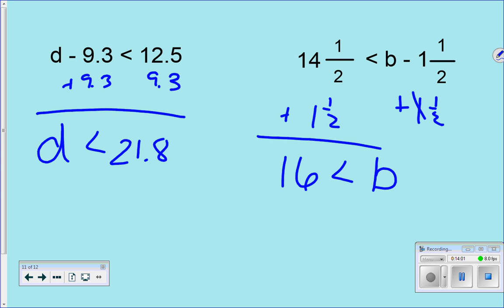If I'm going to change this, I'm going to flip these two things around. What else do I have to change then? My sign. Because if I keep my sign, this tells me two different things. This says b is less than 16, and this one says 16 is less than b. That's two different things.